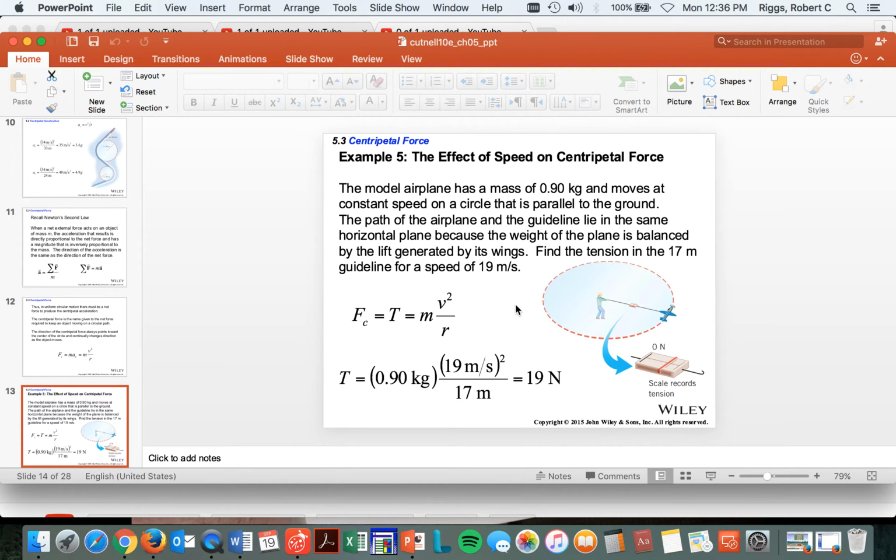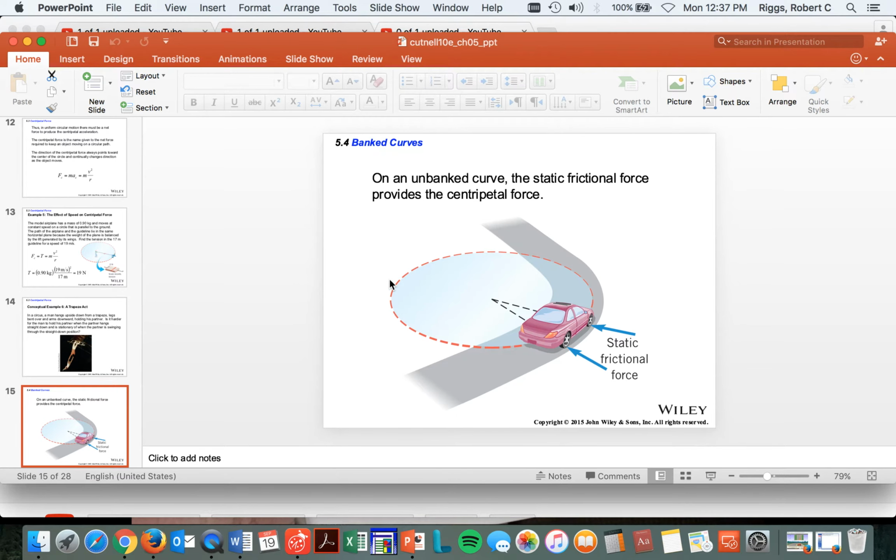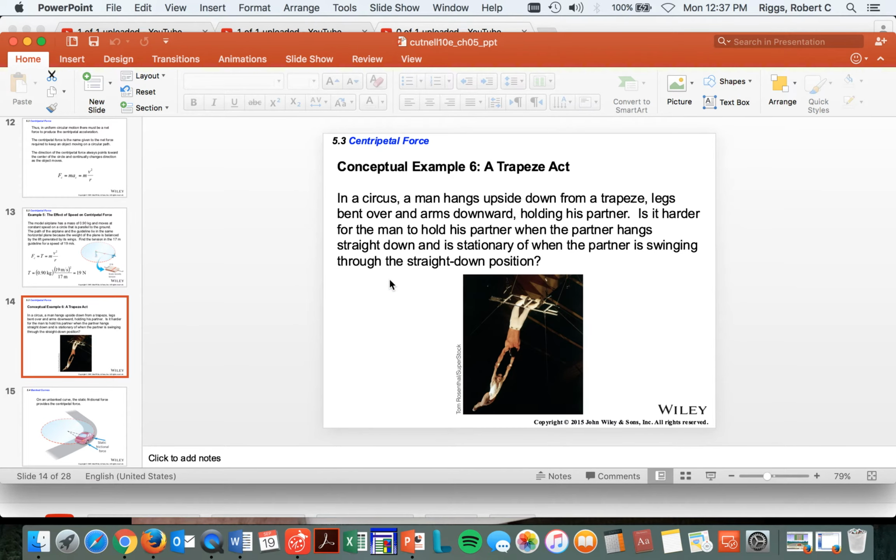The model airplane has a mass, so that's pretty straightforward. Nice, good stuff. A trapeze act: a man hangs upside down, bent over the bar, holding his partner. Is it harder for the man to hold his partner when the partner hangs straight down and is stationary, or when the partner is swinging through the straight down position? That's interesting. Let's answer that question real quick. I think that's a good question. So let's take a look.